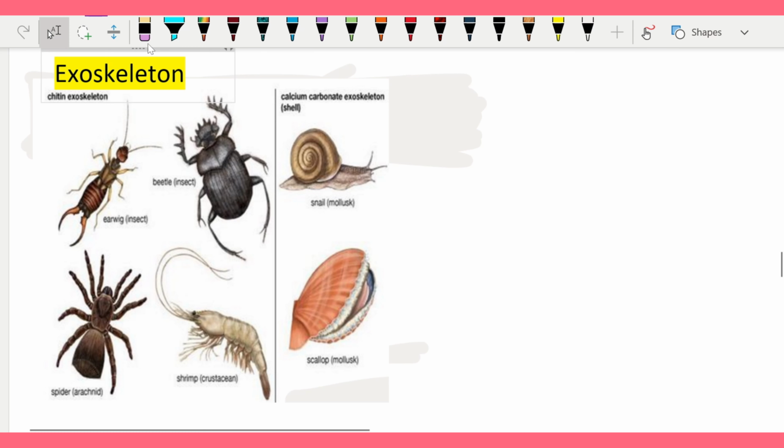Next, so again, exoskeleton is the rigid external covering. They provide support and protection for the animal. Okay, this is the external covering.